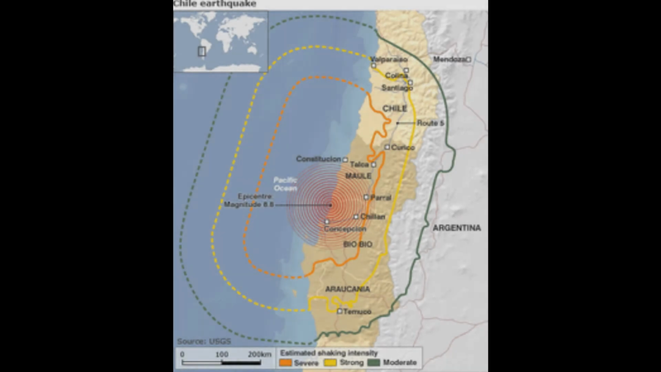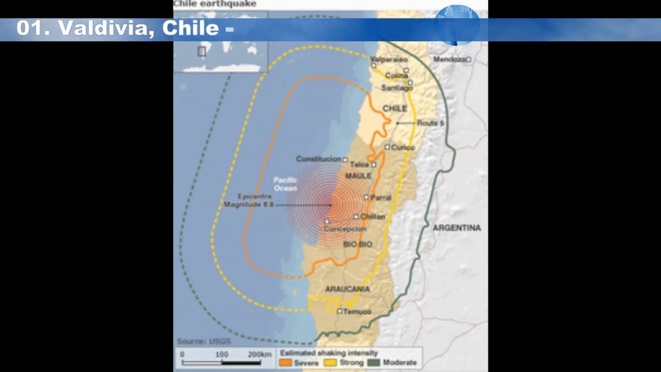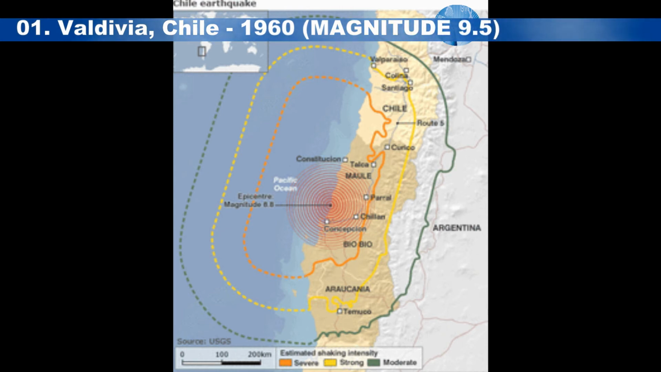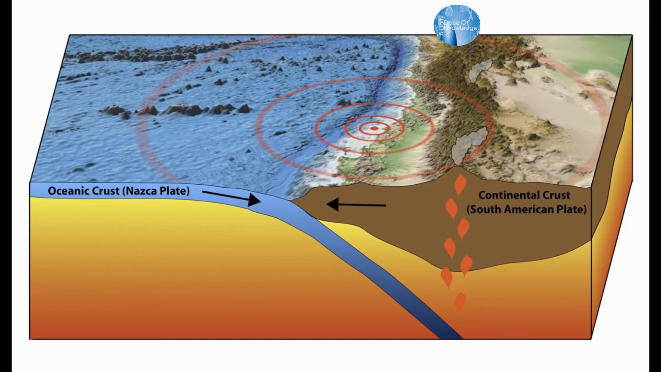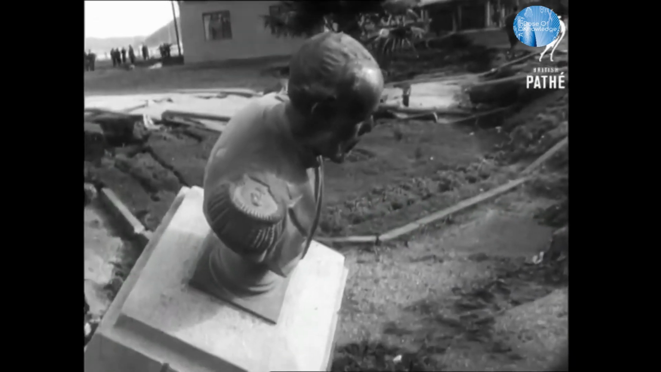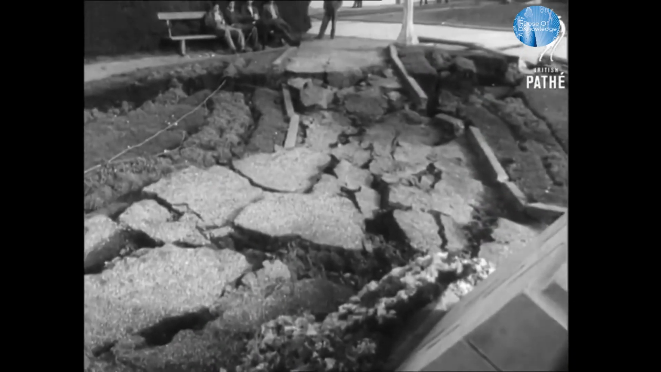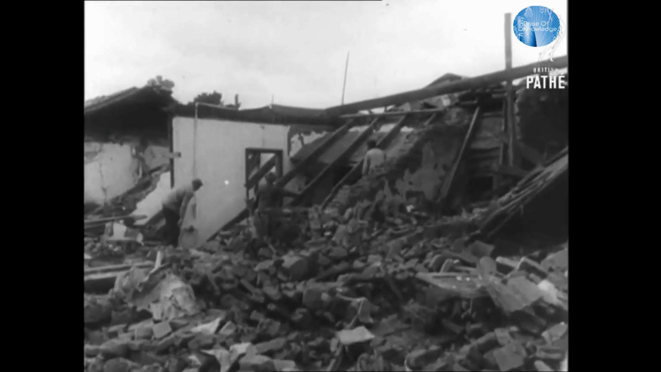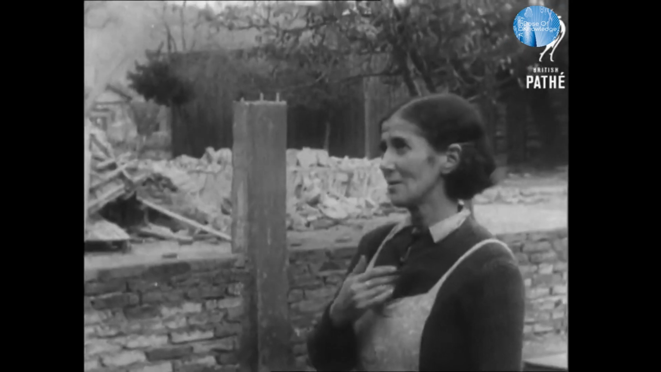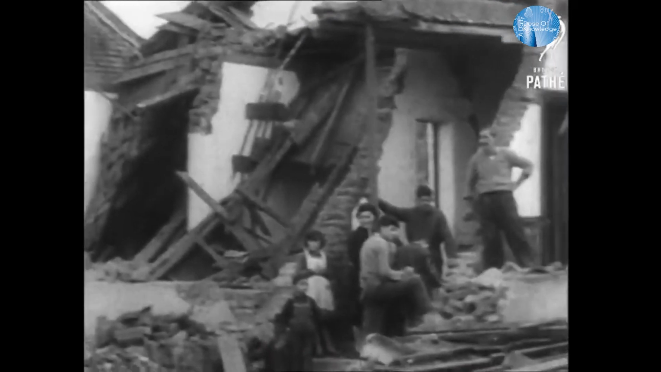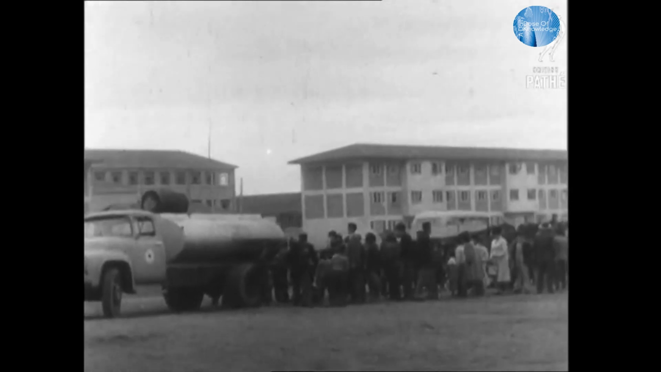Number 1. Valdivia, Chile, 1960, magnitude 9.5. The Valdivia earthquake, or the Great Chilean Earthquake, happened on May 22, 1960. Duration approximately 10 minutes. Depth 33 kilometers. Areas affected: Chile, the Pacific Rim. The earthquake that struck near Valdivia, Chile in 1960 was the most powerful tremor in recorded history. The earthquake killed 1,655 people, caused 3,000 injuries, and left about 2 million people homeless. It also caused about $550 million damage in Chile and triggered a massive tsunami that raced across the Pacific.